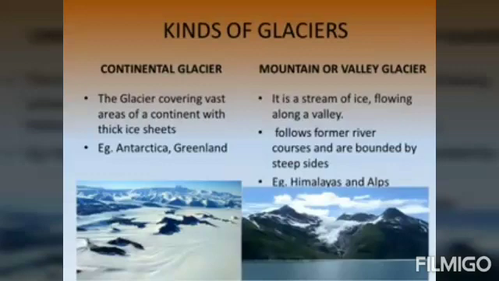Continental glaciers are glaciers covering vast areas of a continent with thick ice sheets. Example, Antarctica and Greenland. A mountain or valley glacier is a stream of ice flowing along a valley. It usually follows former river courses and is bounded by steep sides. Example, the Himalaya and the Alps.